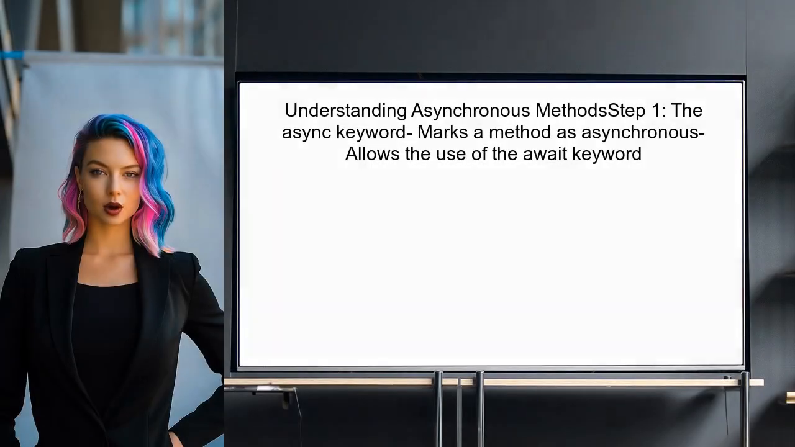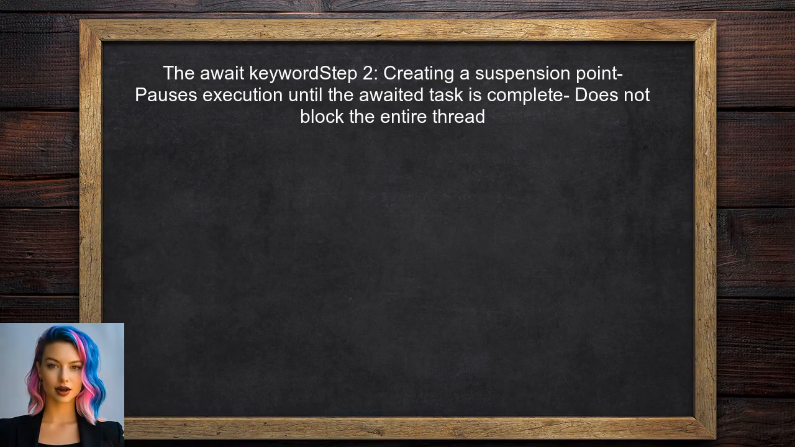To clarify the concept of asynchronous methods, let's start with the async keyword. The user should understand that marking a method as async does not make it asynchronous by itself. Instead, it allows the use of the await keyword within that method. Next, the user should focus on the await keyword. When the await keyword is used, it creates a suspension point in the method.